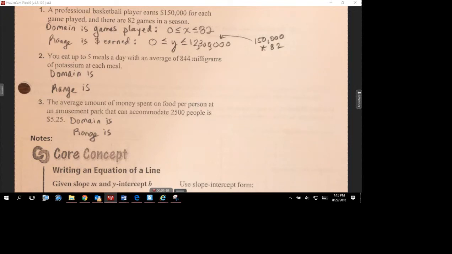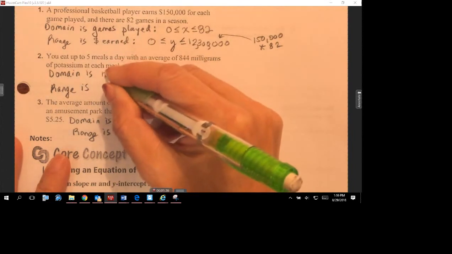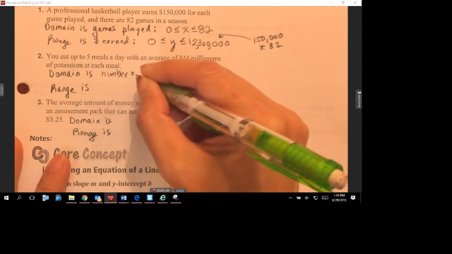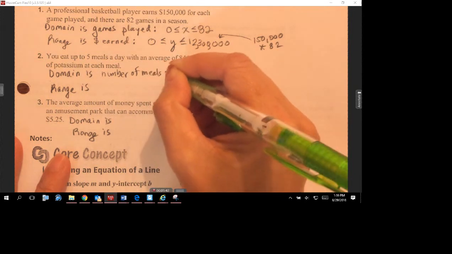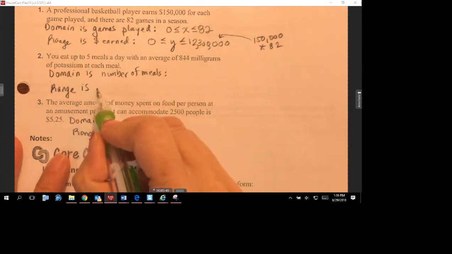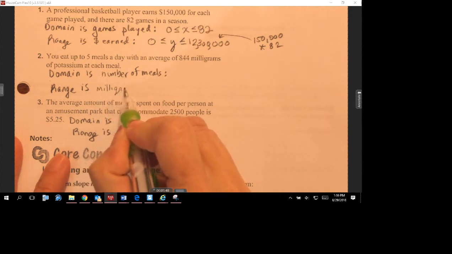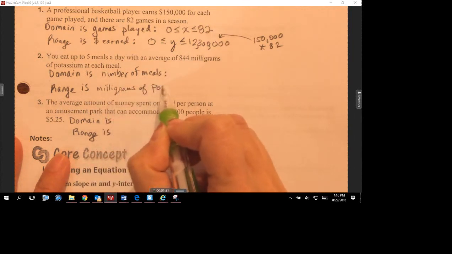So with number 2, you eat up to 5 meals a day with 844 milligrams of potassium at each meal. What has to come first to determine the other thing? You have to eat before you know how much potassium you eat. So, domain would be number of meals. And range would be milligrams of potassium.